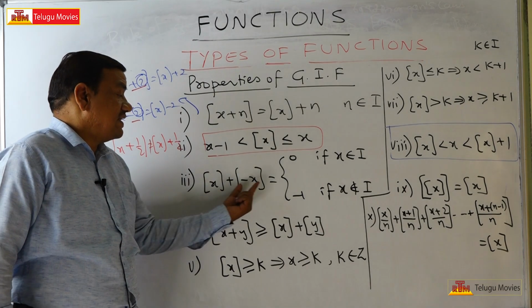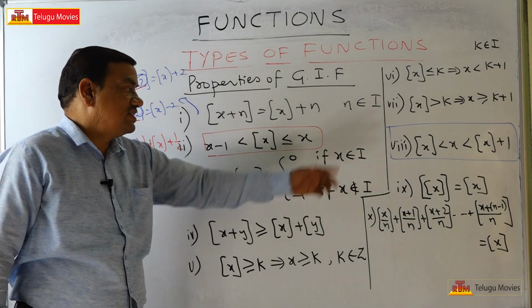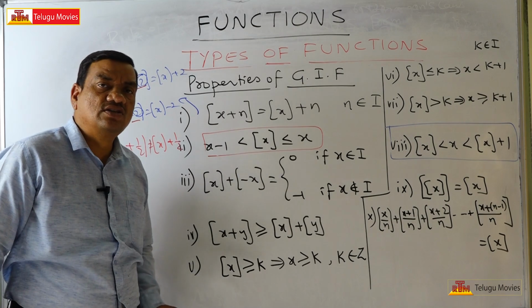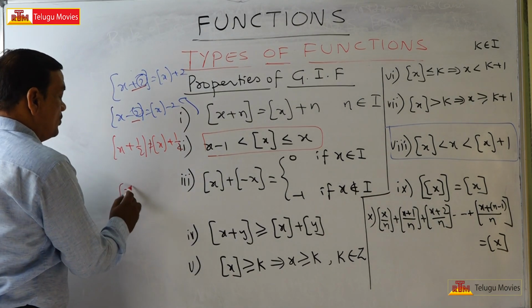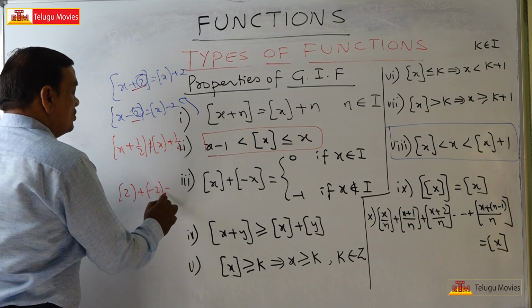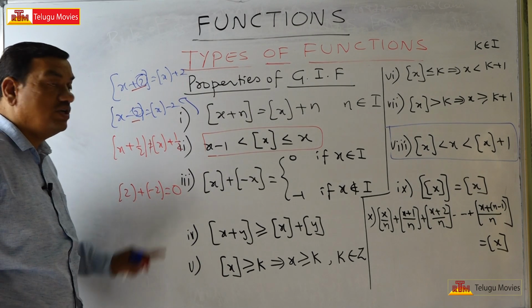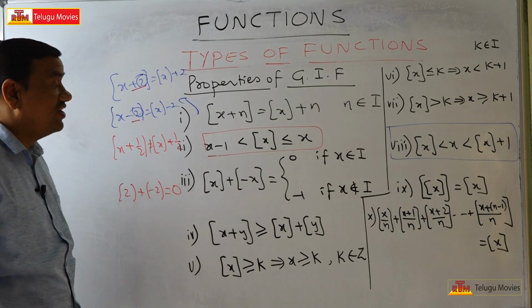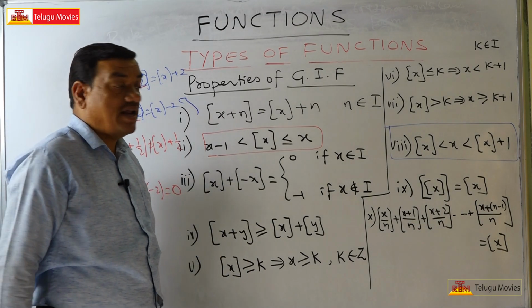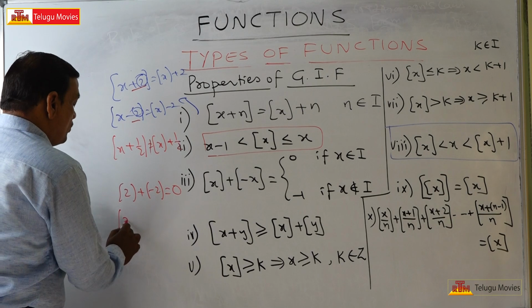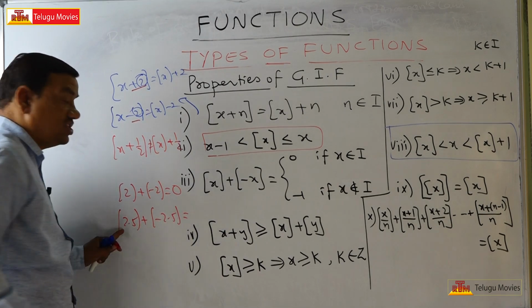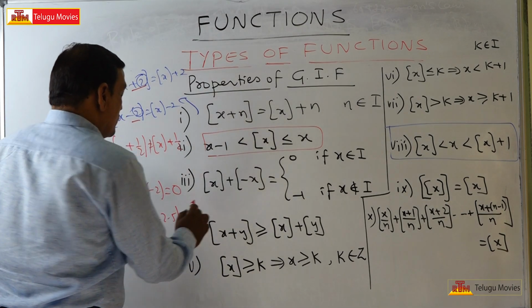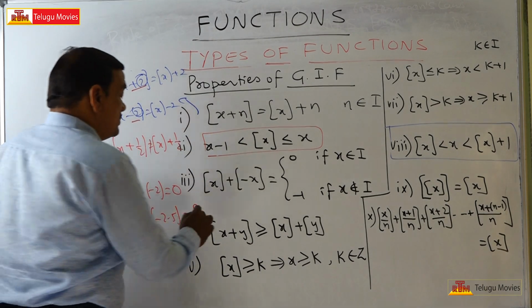Okay, now step of x plus step of minus x is equal to 0 if x is an integer, and minus 1 if x is not an integer. Very easy. Take any number. This is step of 2 plus step of minus 2. This value is 0. Why here? 2 is an integer, 2 and minus 2 are integers. If it is not an integer, you get minus 1. That means what? Step of 2.5 plus step of minus 2.5. Step of 2.5 is 2. Step of minus 2.5 is minus 3.